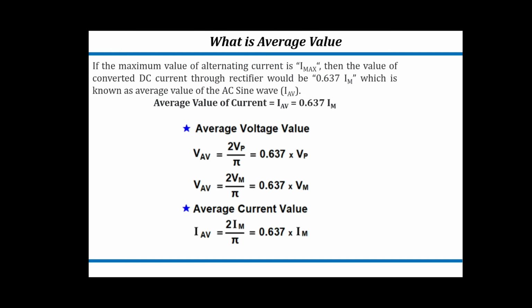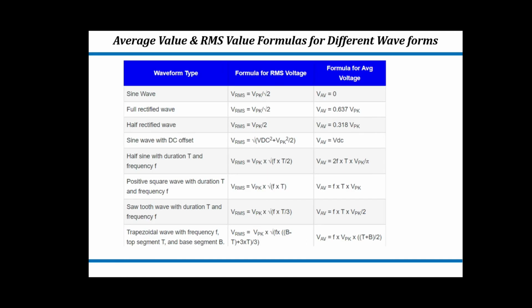What is the average value? If we convert the alternating current AC sine wave into direct current DC through a rectifier, then the converted value of DC is known as the average value of that alternating current sine wave. If the maximum value of alternating current is Imax, then the value of converted DC current through the rectifier would be 0.637 Im, which is known as the average value of the AC sine wave, that is IAV.